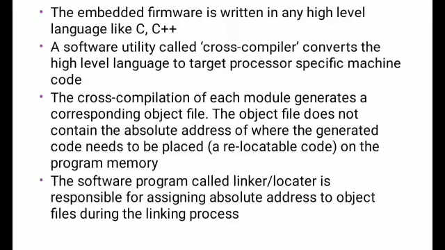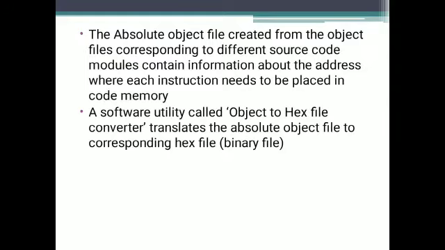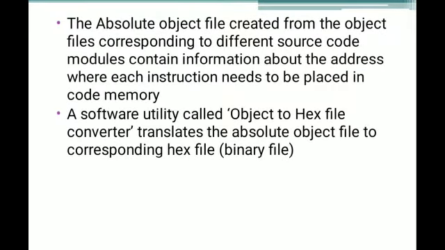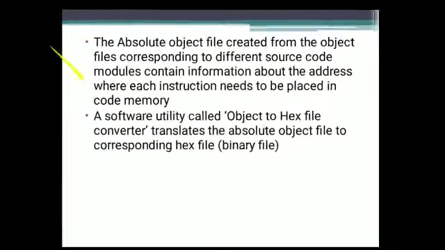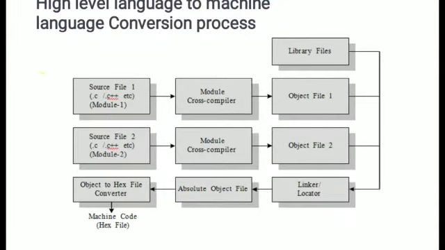The object file does not contain the absolute address of where the generated code needs to be placed, that is relocatable code on the program memory. The software program called a linker or locator is responsible for assigning absolute address to object files during the linking process. The absolute object file created from the object files corresponding to different source code modules contain information about the address where each instruction needs to be placed in code memory. A software utility called object to hex file converter translates the absolute object file to corresponding hex file or binary file. Right? High level language to machine language conversion.